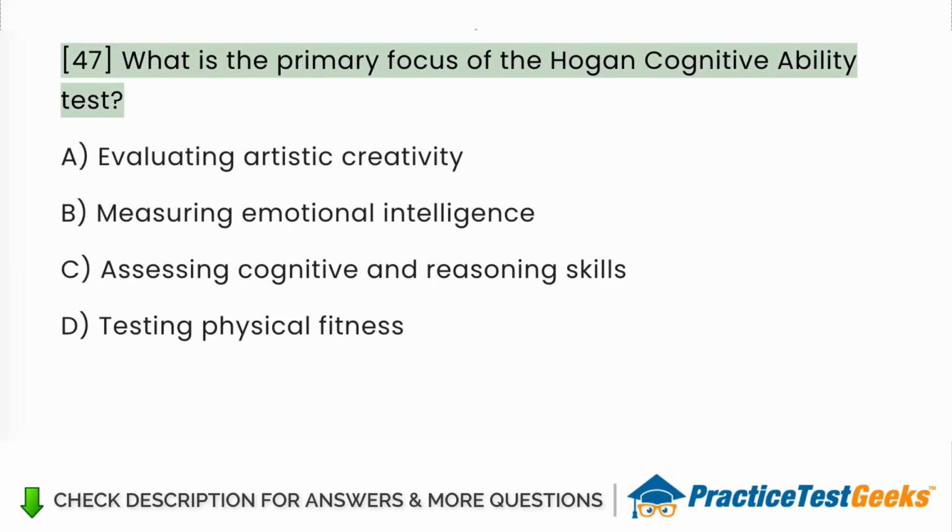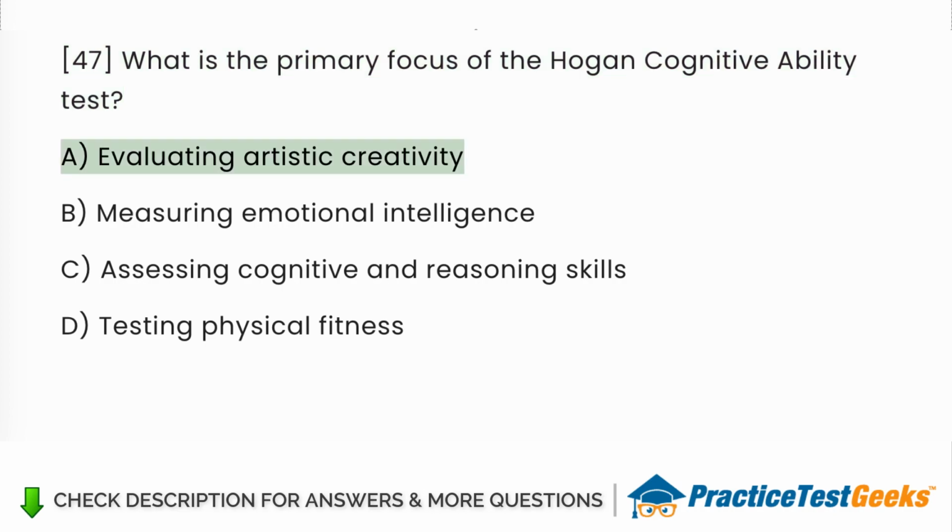What is the primary focus of the Hogan Cognitive Ability Test? A. Evaluating artistic creativity. B. Measuring emotional intelligence. C. Assessing cognitive and reasoning skills. D. Testing physical fitness.